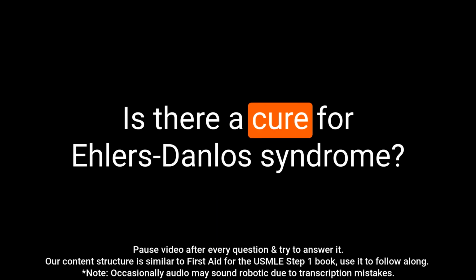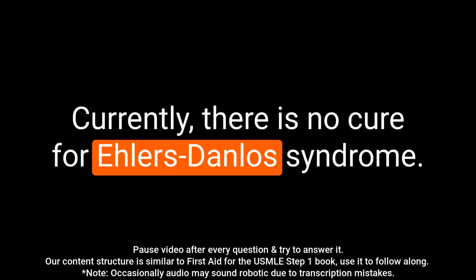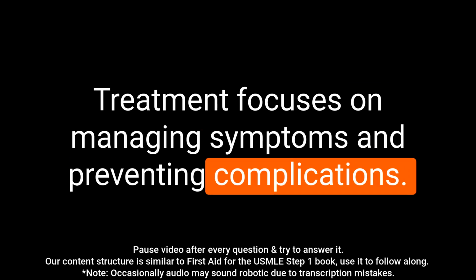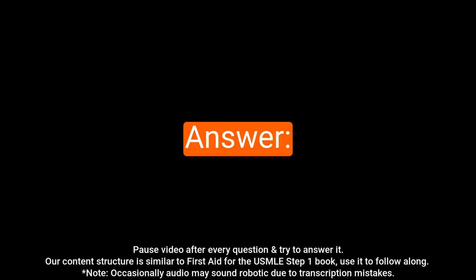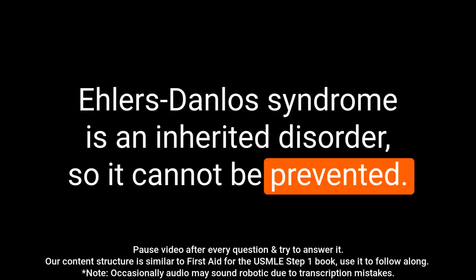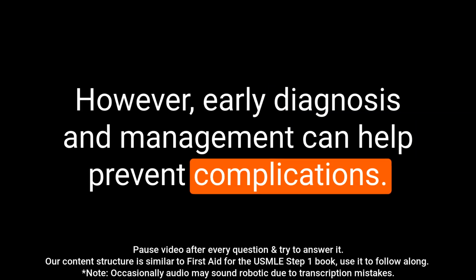Question: is there a cure for Ehlers-Danlos syndrome? Answer: currently, there is no cure for Ehlers-Danlos syndrome. Treatment focuses on managing symptoms and preventing complications. Question: can Ehlers-Danlos syndrome be prevented? Answer: Ehlers-Danlos syndrome is an inherited disorder, so it cannot be prevented. However, early diagnosis and management can help prevent complications.